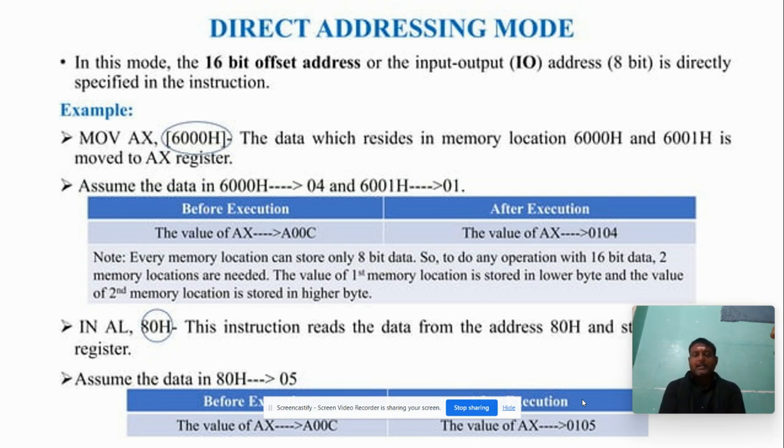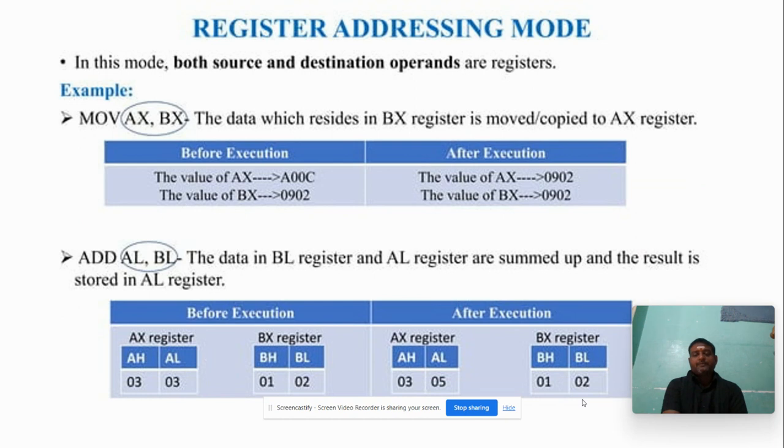Next, another example: MOV AL, [80H]. This is an 8-bit address location, so only 8-bit data is moved. In that instruction, we are using only the 8-bit register, that is AL. After execution of this instruction, AX equals 0105. This is the example of direct addressing.